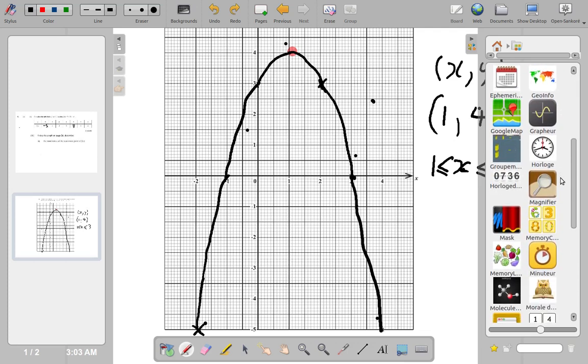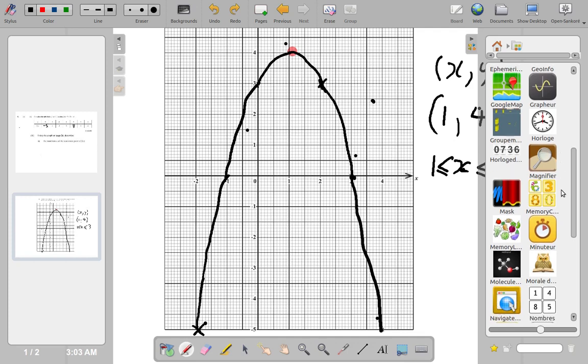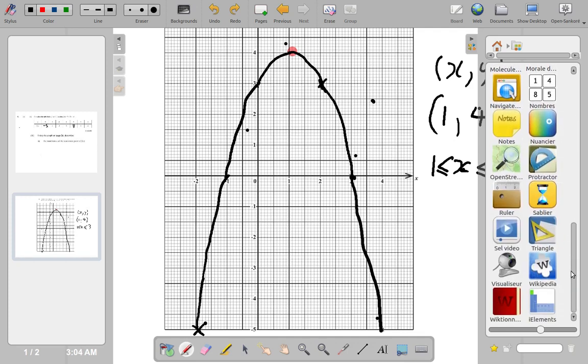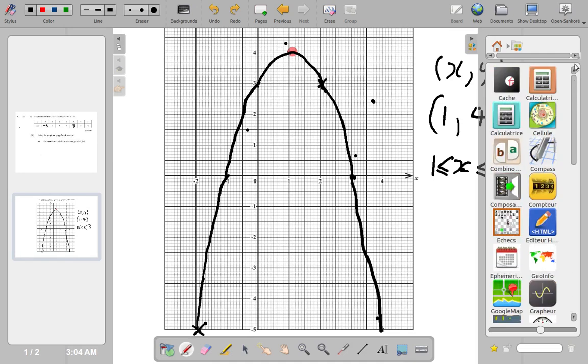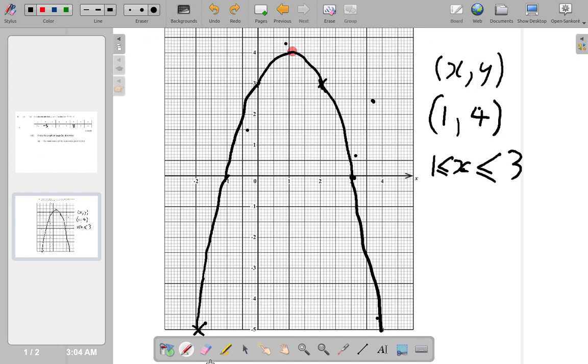I'm looking for a ruler here. Do I have a ruler? What happened to my ruler? I don't see my ruler here. But what you will do, if this was my ruler, is line it up and draw this line through it.